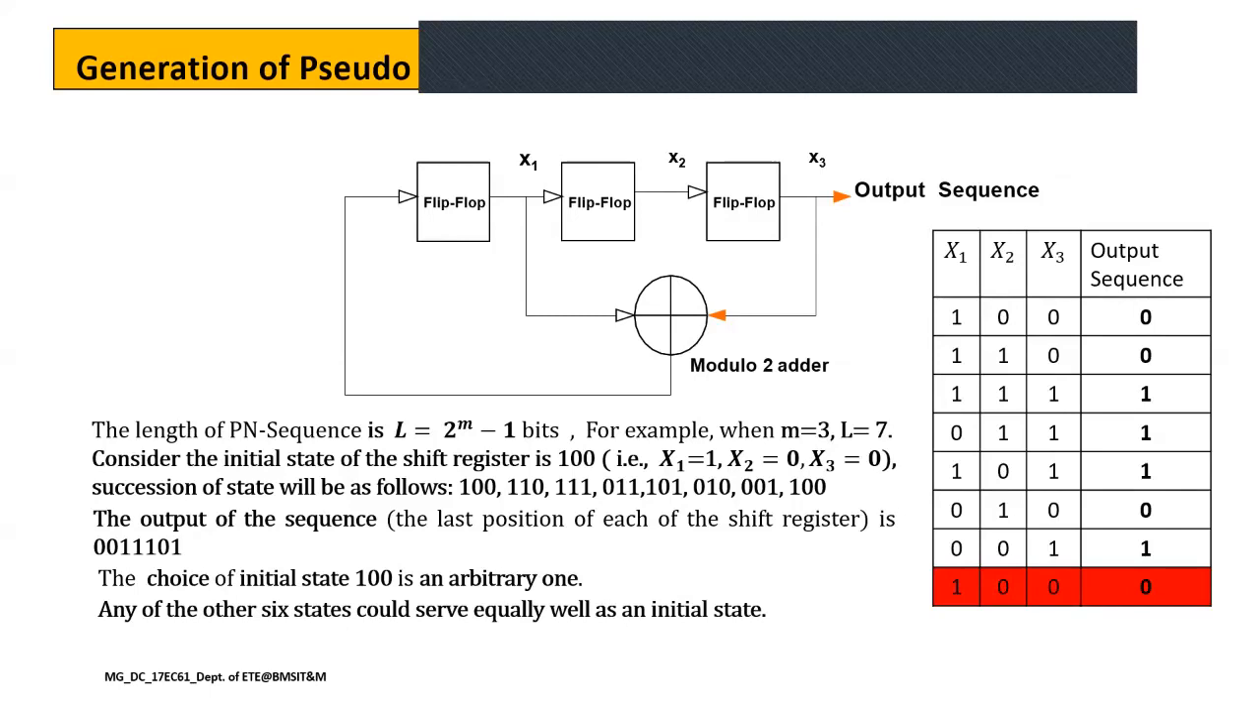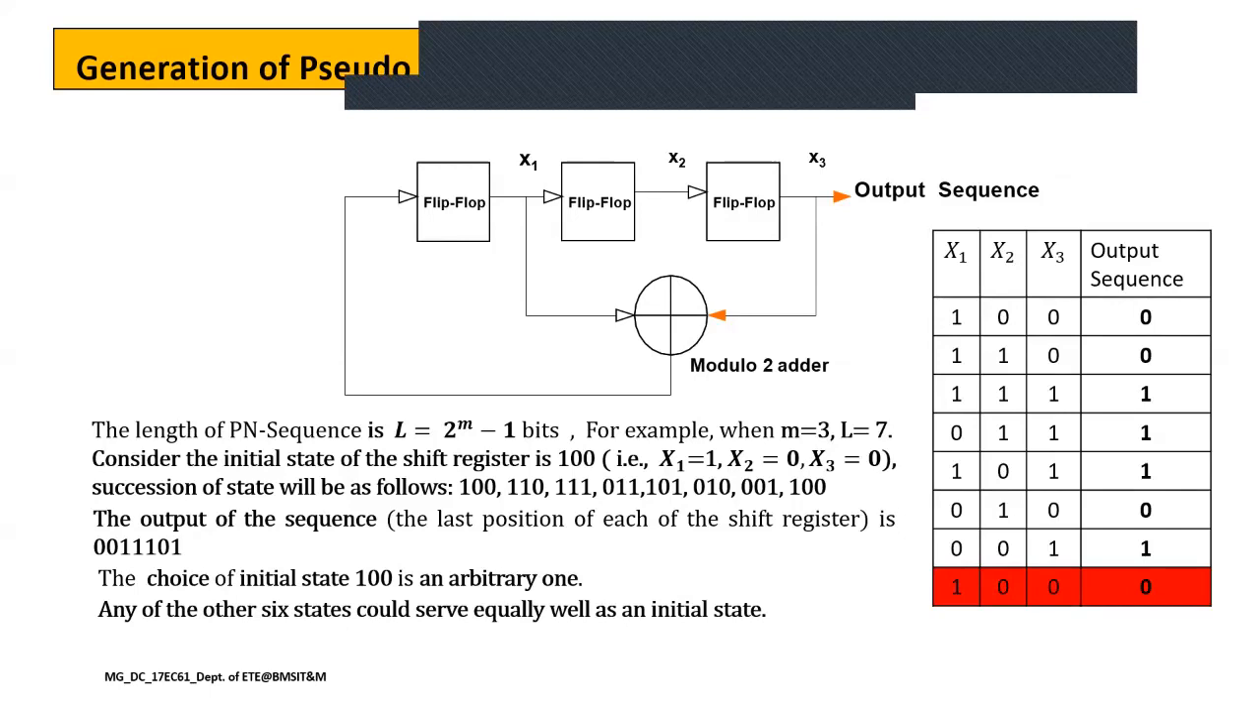Then see, X1 at the beginning is 1 and X3 is 0. So 1 XOR 0 is 1. That 1 will be fed to the first flip-flop. Now the next state becomes 110. This is what is shown here. 110, right? Next is 110.